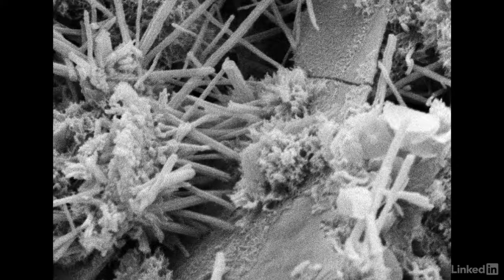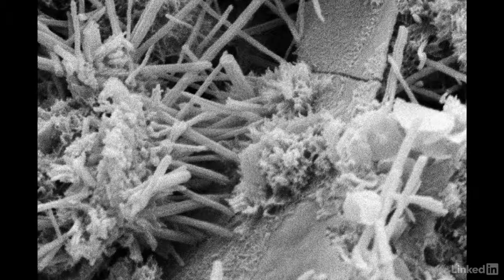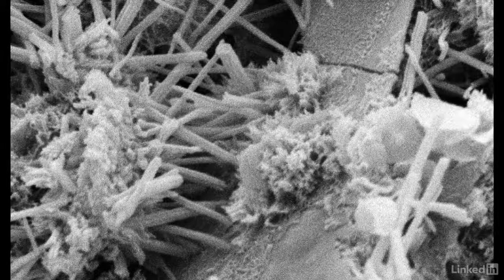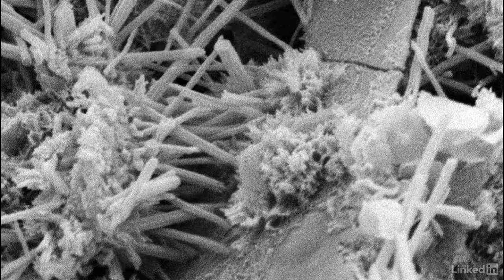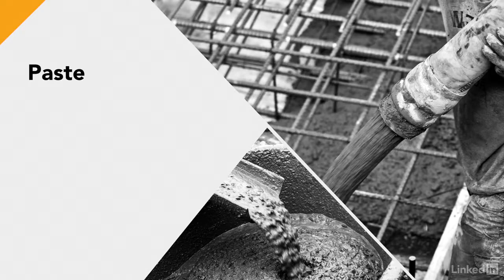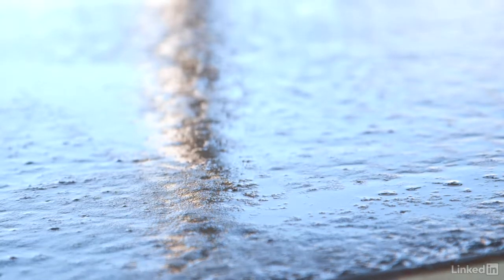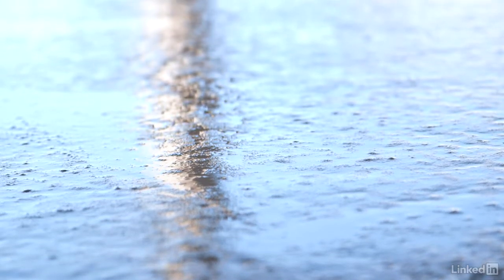What's happening here is that each of the individual cement particles is combining with water and they're essentially growing little microscopic fingers. Now, when it's in its plastic state, the cement and water are what's known as paste. And it's this paste that hardens as the water gets used up in the chemical reaction. The cement particles grow those fingers, and those fingers begin to interlock. They're interlocking with each other, and they interlock with the fine and the coarse aggregates. And as long as the water remains in the mix, this process can continue. Those fingers can continue to grow.